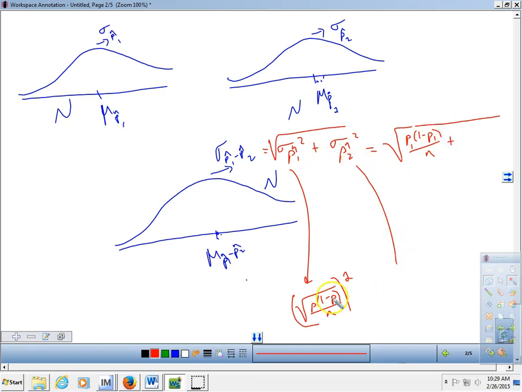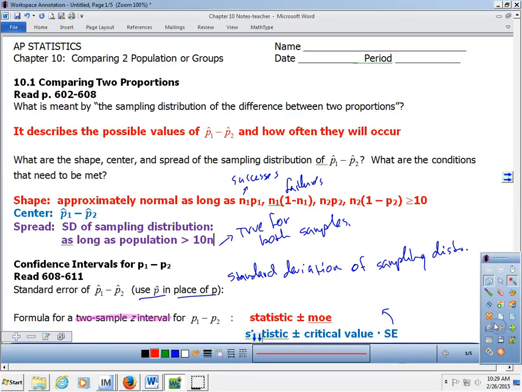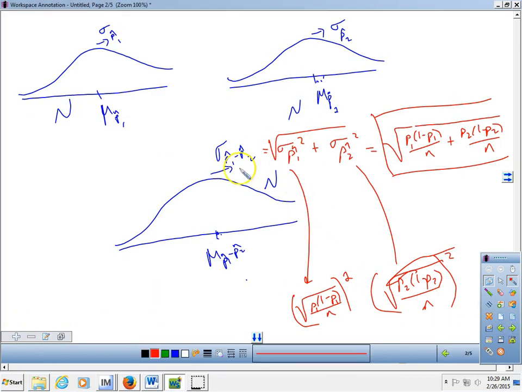And it would be the same thing. It would be P2 times 1 minus P2 all over N. We're supposed to square root that, but then this says to square it because we want the variance. And since squares and square roots cancel each other out, we're left with P2 times 1 minus P2 all over N. And so this becomes the standard deviation of your sampling distribution of the differences. And that is what we would need for this guy right here.